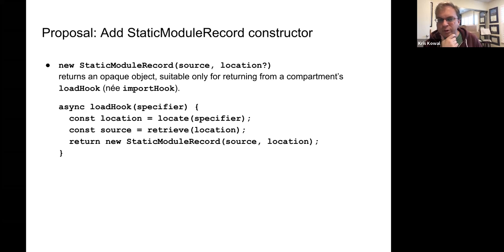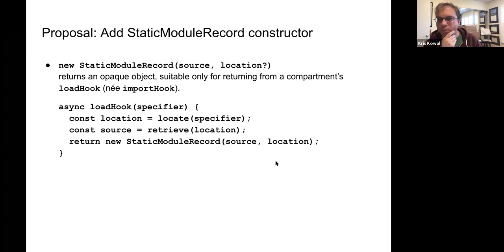The idea, I believe, for static module records is that they be reusable across compartments, and the location is not necessarily the same across compartments. It is in practice. That this might be okay. My inclination is that it's okay, but I think I understand the problem and I haven't really thought about it.